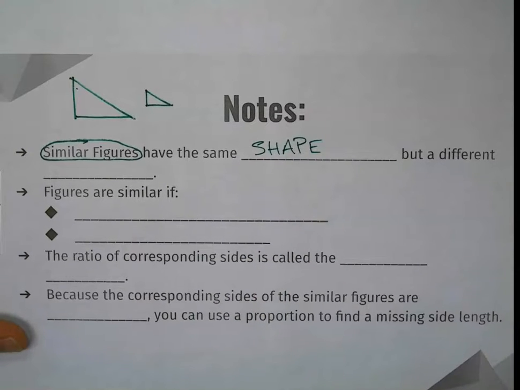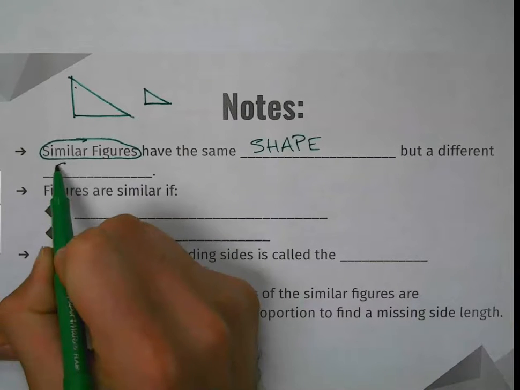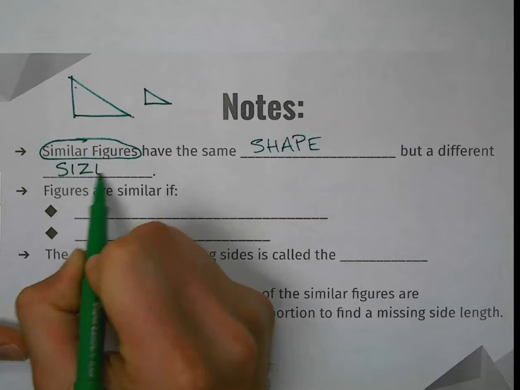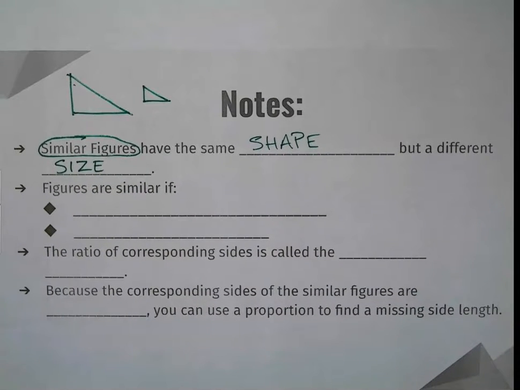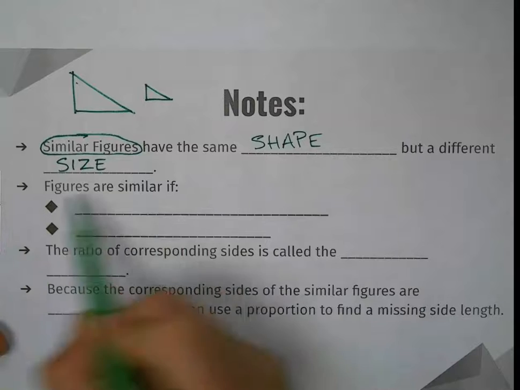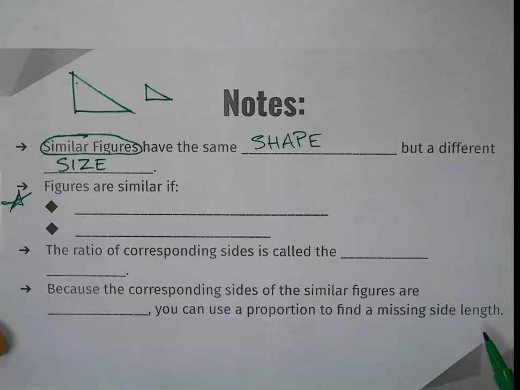Okay, but what's different about them? Okay, one's big, one's little. They have a different size. Okay, that's the most basic thing that you can remember about similar figures, is that they have the same shape, but different size. Okay, this part right here, these are some rules that they like to put in multiple choice questions. Two things have to be true for them to be similar.